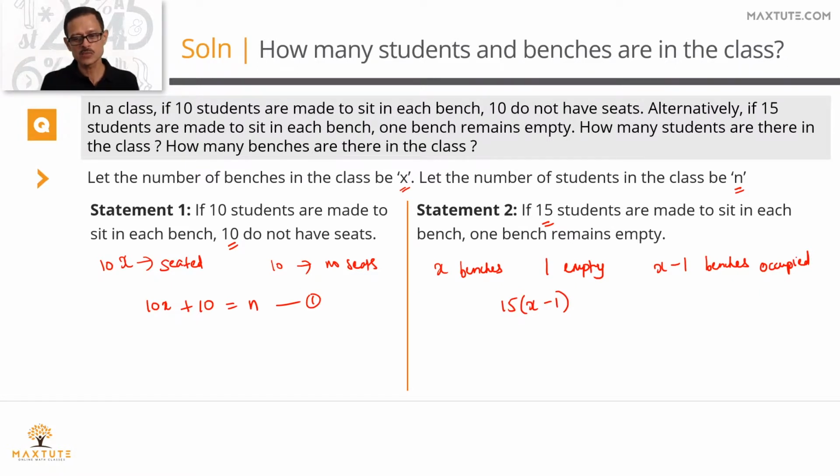So this 15 times x minus 1 will be equal to the number of students in the class. Let's just expand it and call it equation 2. So 15x minus 15 is equal to n is equation number 2. So we have two equations in two variables, a pair of linear equations in two variables. Solve this to find the answer.